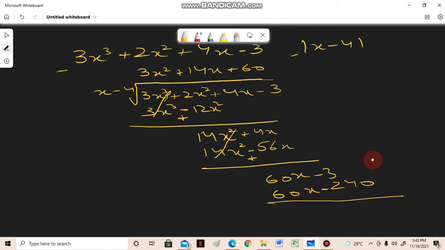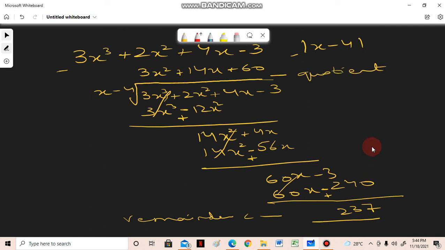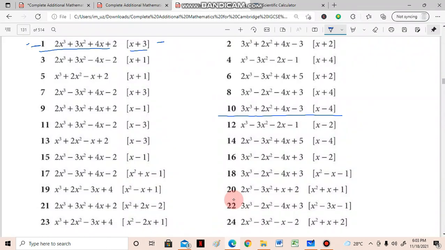Okay, so moving forward, this will cancel and this will become positive. So minus plus is minus, and we have 237 as our remainder with positive sign. So now this is our remainder, okay, and you know that this is our quotient. So I hope now you have a clear picture of how to do a long division. Okay, so now let's try to do another question.